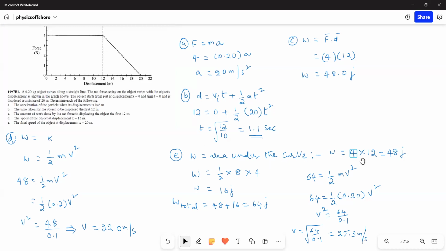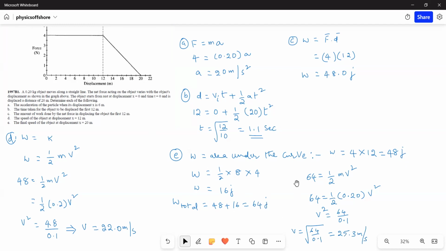Now, for the rectangle, length is 12 and breadth is 4. So 4 times 12 is 48 joules. And then the triangle: the base is 20 minus 12, which is 8, and the height is 4. So work done is half base times height. Half times 8 times 4 gives 16 joules. Total work done is 48 plus 16, which is 64 joules.